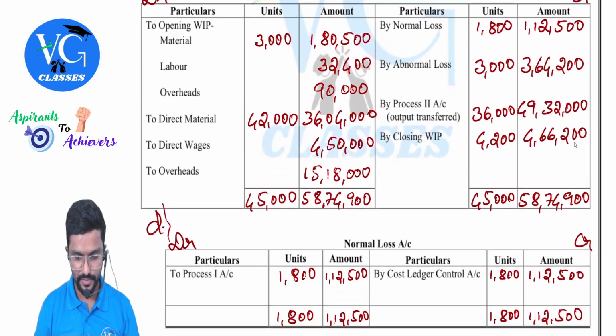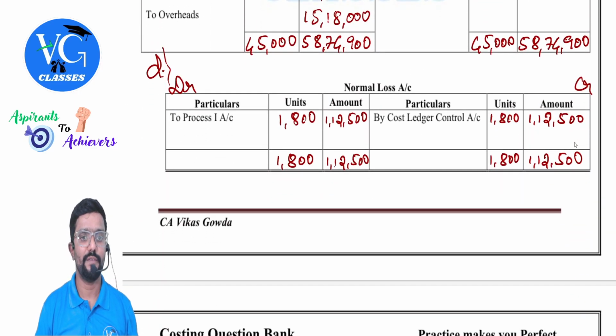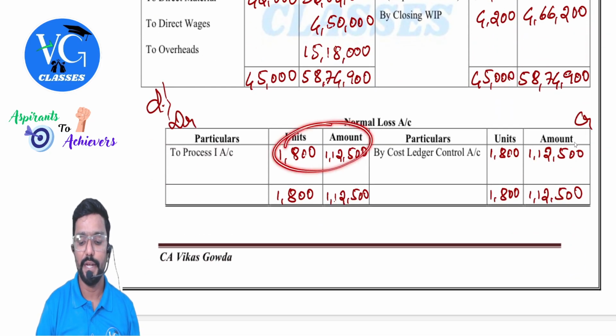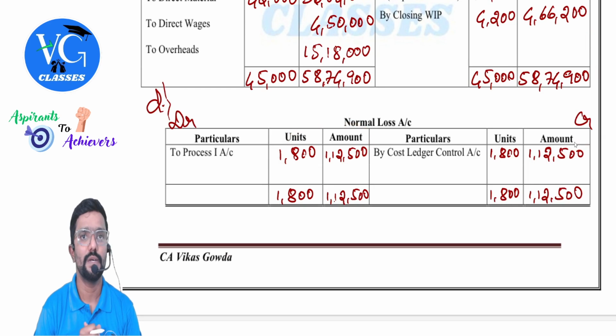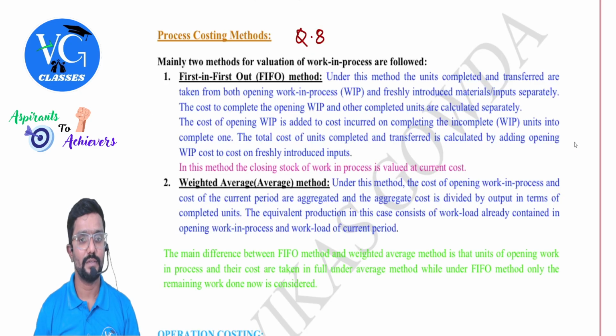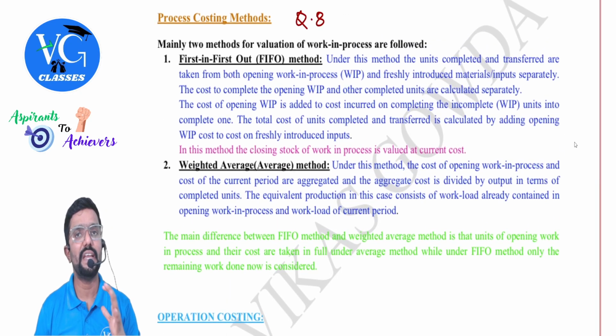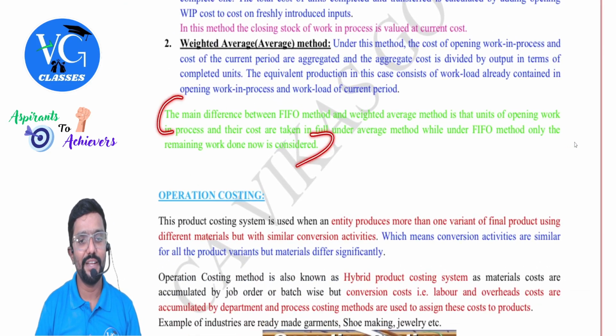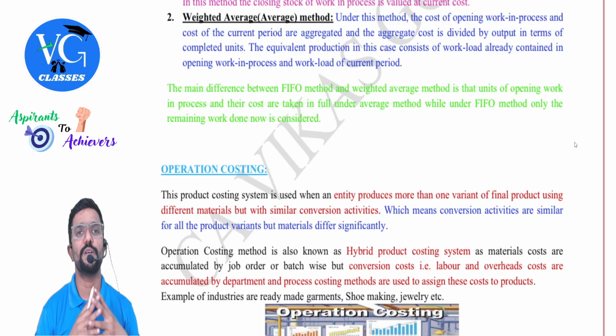Normal loss also same way. Whatever is transferred here, bring it. Later, receive the scrap. So this is all about FIFO and weighted average method, guys. What is the main difference? I already explained it. Let me go through it once.